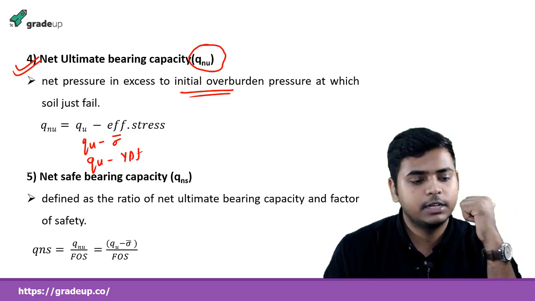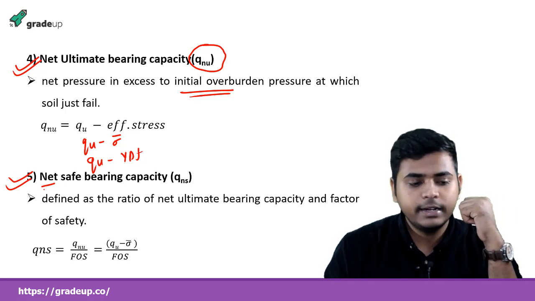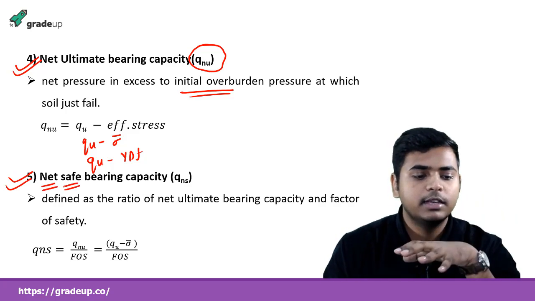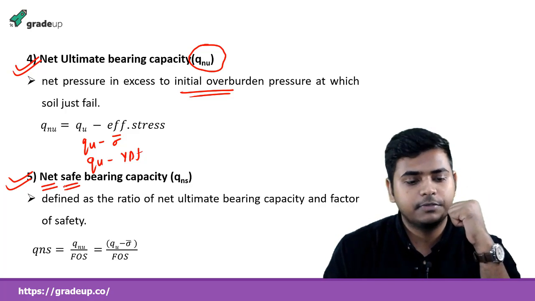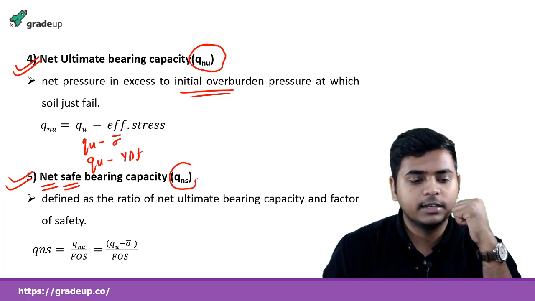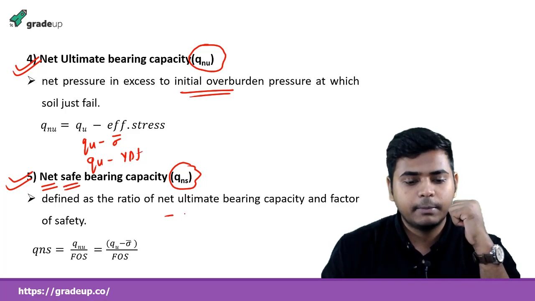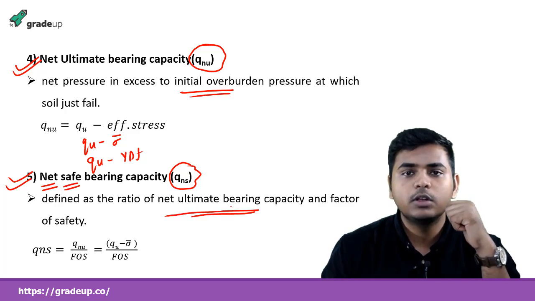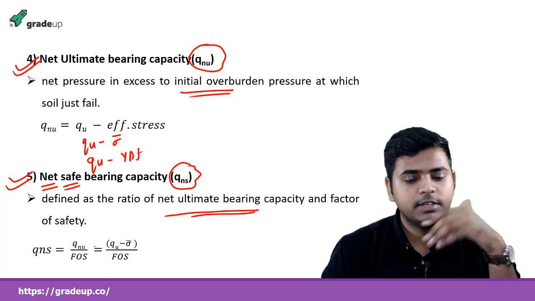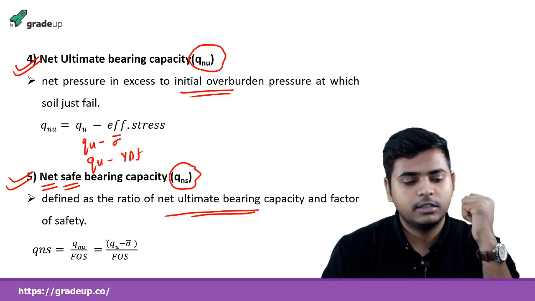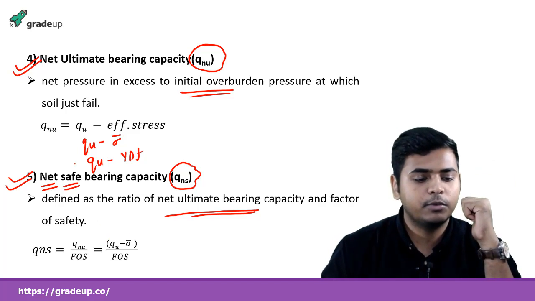Now the fifth definition is net safe bearing capacity. Here both the terms net as well as safe are coming. Where safe is coming, you have to use the factor of safety. It is denoted by Qns. It is the ratio of net ultimate bearing capacity, Qnu, to the factor of safety. This factor of safety will be given; we have to take either 3, 4, 5, whatever value is given.